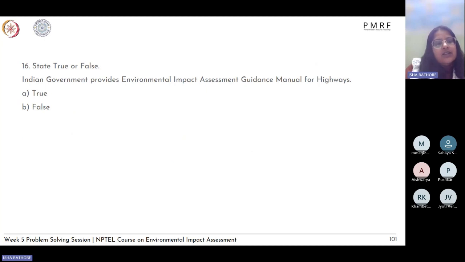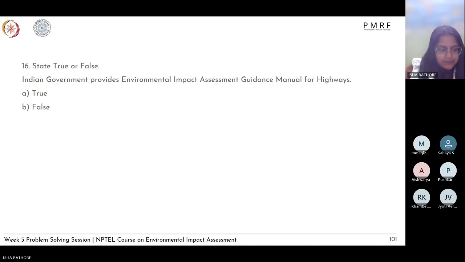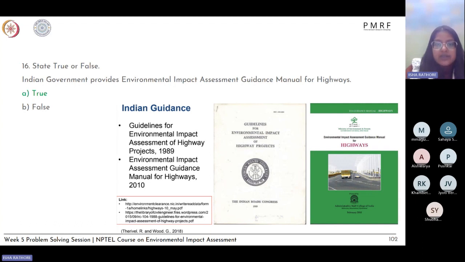So state true or false. Indian government provides environmental impact assessment guidance manual for highways. Is the statement true or false? Okay, so the statement is true. We have certain Indian guidance for impact assessment for highway projects. So this includes the guidelines for environmental impact assessment of highway projects of 1989 and the environmental impact assessment guidance manual for highways 2010. So both of these are your guidance for EIA for highways. So the statement is true.